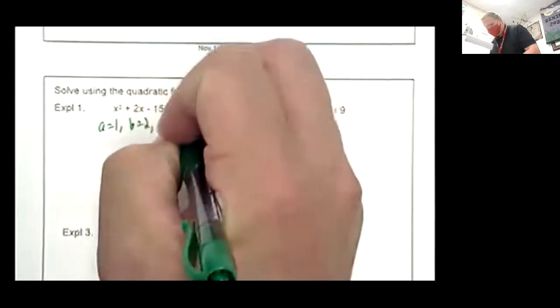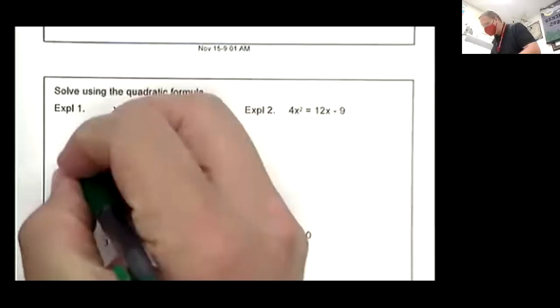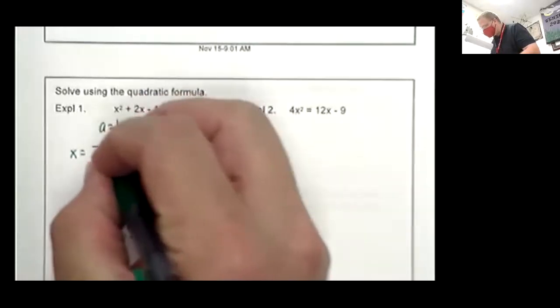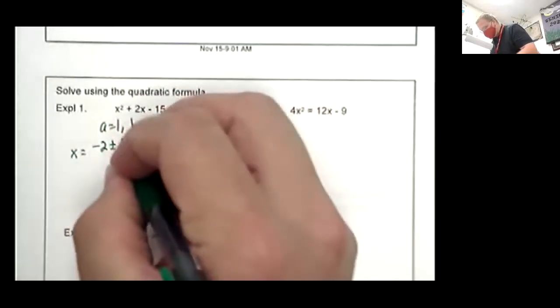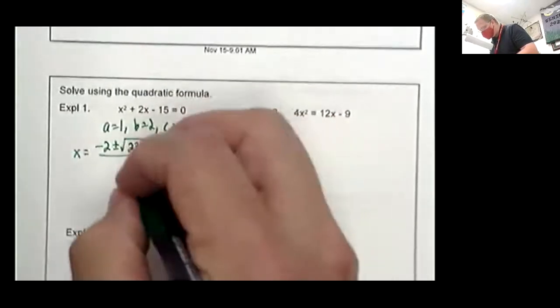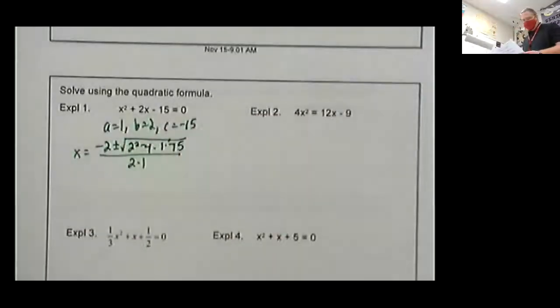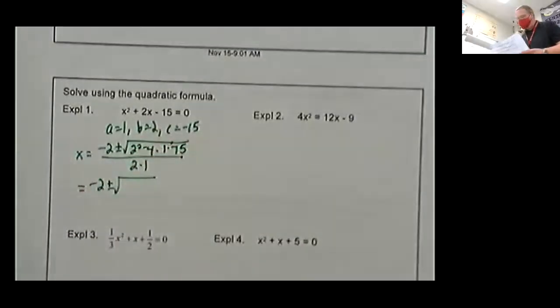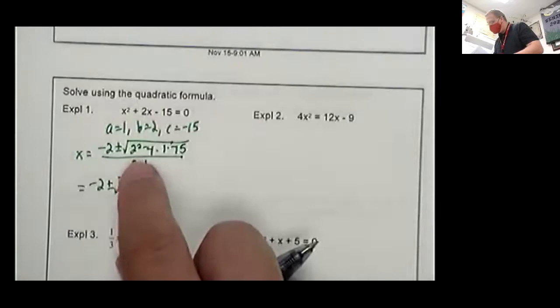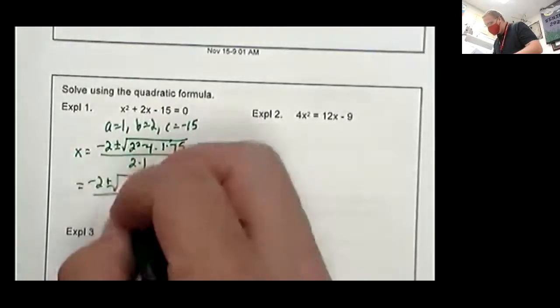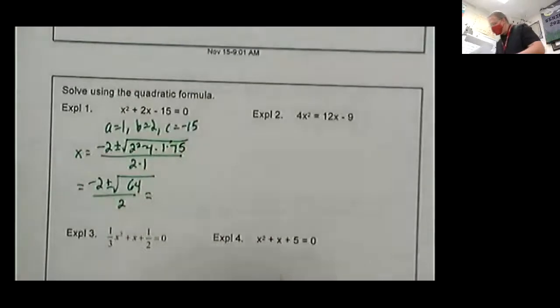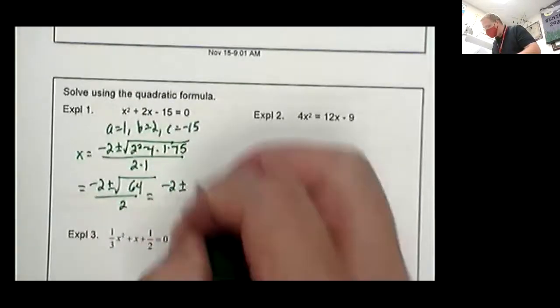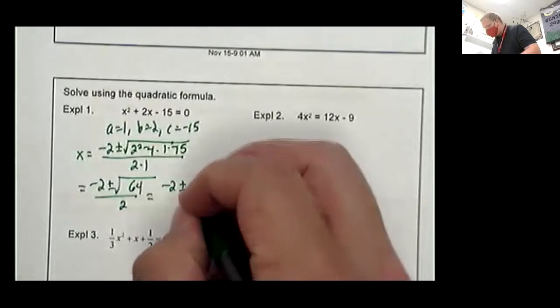So here a is 1, b is 2, c is negative 15, and we're just going to plug this into our formula. So x is equal to negative 2 plus or minus square root 2 squared minus 4 times 1 times negative 15 all over 2 times 1. We need to simplify inside. We can use our calculator to do that if the math is too big for you. So this is the square root of, turns out to be 64 all over 2. Square root of 64 is 8, so this is negative 2 plus or minus 8 over 2.